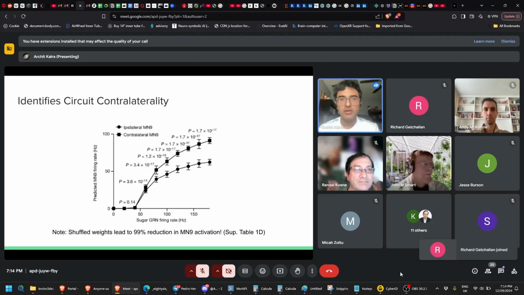Also, what's extremely important to note is that this study was conducted again by shuffling the synaptic weights of the network, and shuffling the weights led to a 99% reduction in motor neuron 9 activation. What that means is that previously 100% of motor neuron activation was observed, but after shuffling the weights, only 1% was observed, which shows that the weights of these neural networks are extremely important. That's something we already knew, but having that data through FlyWire allows this to be done now as opposed to previous cases.